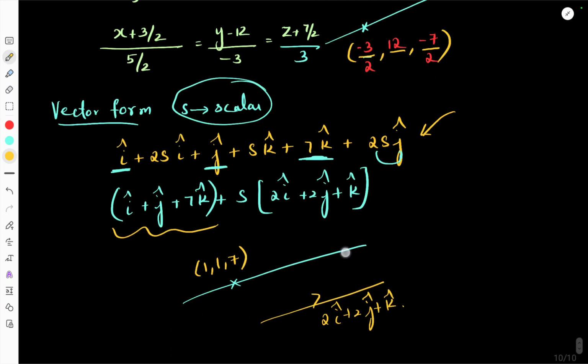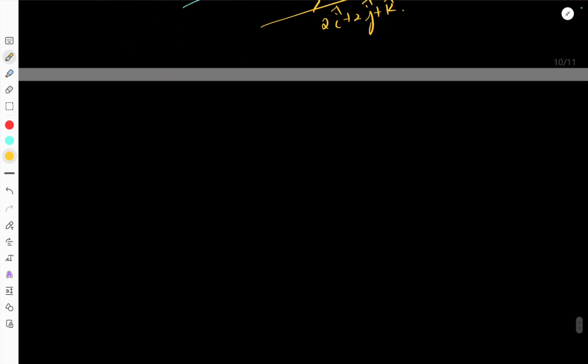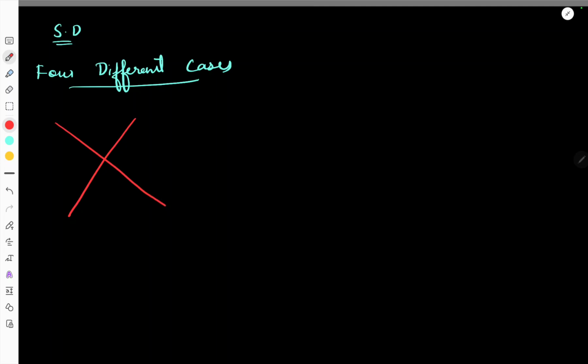So the next concept we are going to see is how to find the shortest distance between two lines. In lines we have 4 different cases. The first case is intersecting, the second case is parallel, the third case is coincident lines, and the fourth case is skew lines.